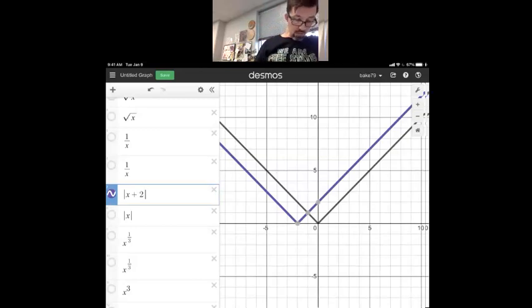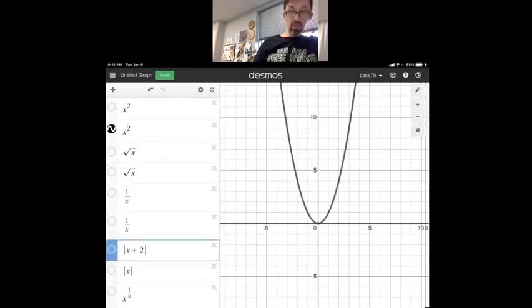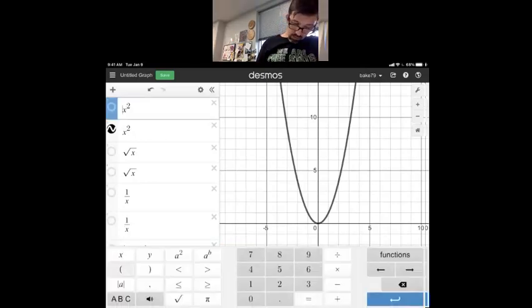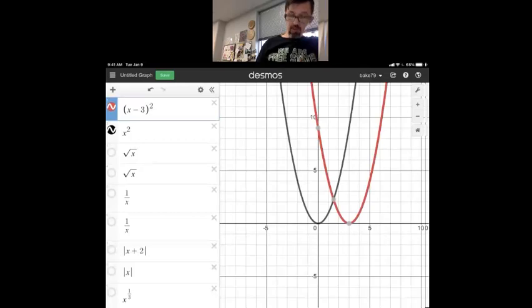Then x squared. So of course x squared is our parabola. And I wanted to say x minus 3 squared. So I need to put some parentheses around this: x minus 3, close my parentheses. So what happens there? All right, so we see that the vertex that was at 0, 0 now has been shifted to the right 3 points. So that one shifted to the right 3.